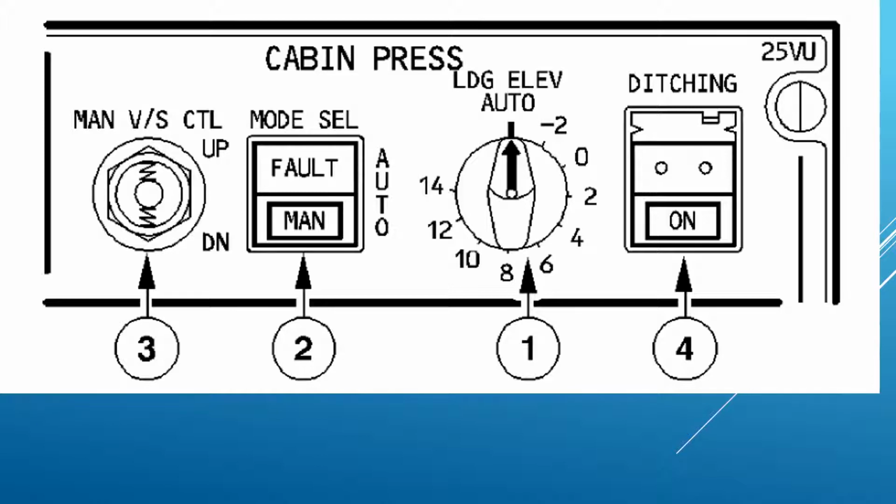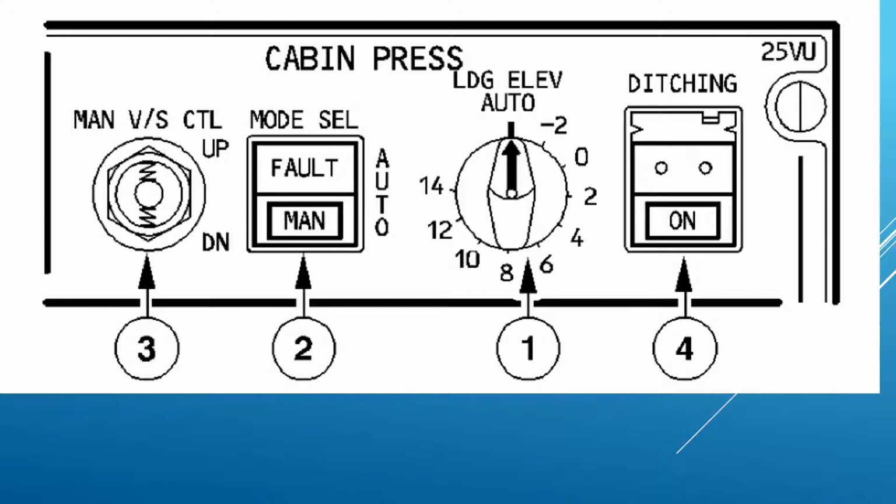Just as a word of caution, if the ditching push button is set to on while on the ground with the low pressure ground cart connected and all the doors closed, you're going to get a pressure differential building up and the aircraft will pressurize. So just be aware of that.